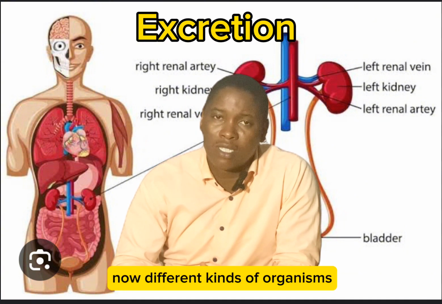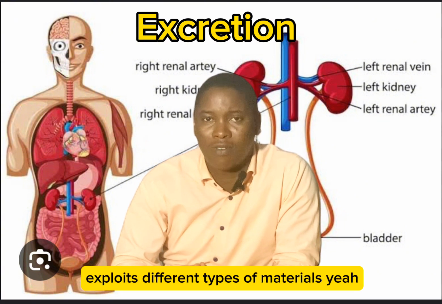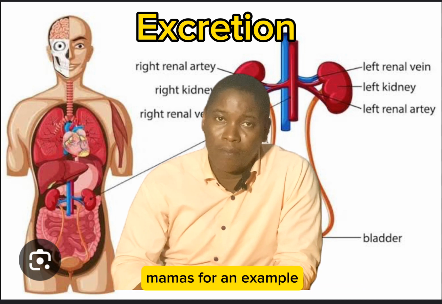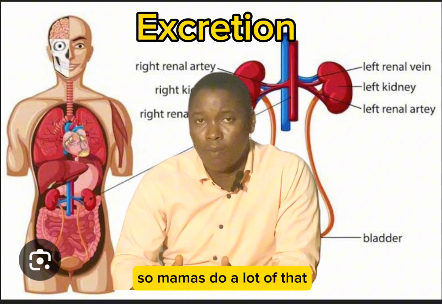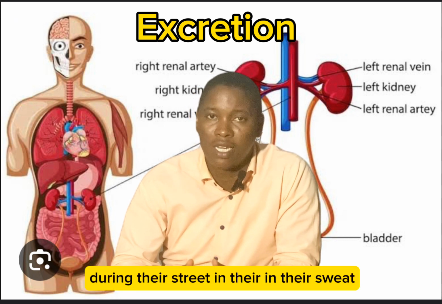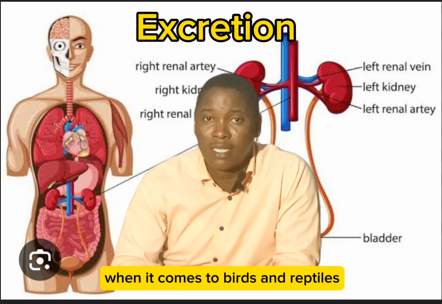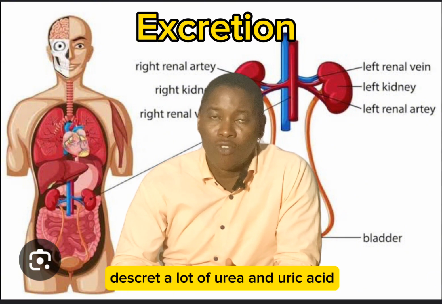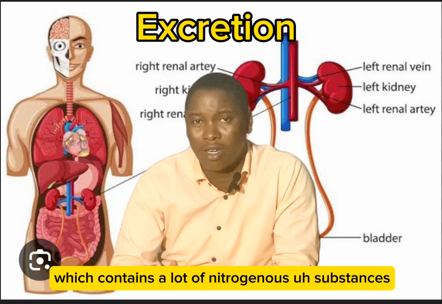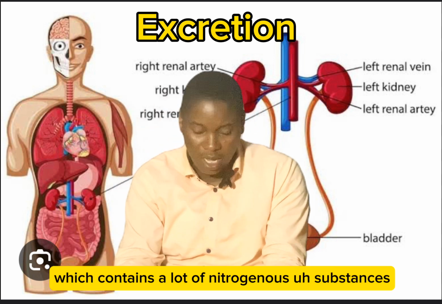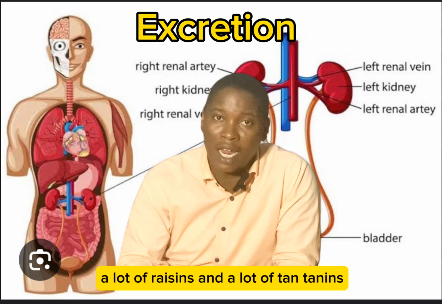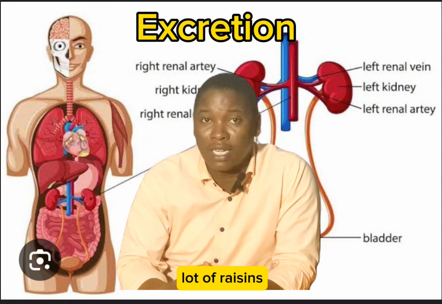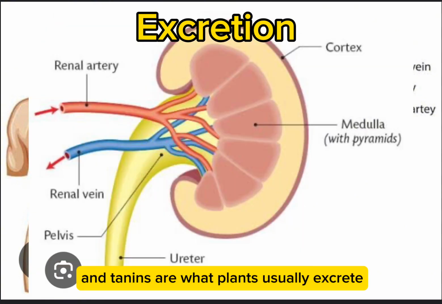Now, different kinds of organisms excrete different types of materials. Mammals, for example, usually excrete urine, and they excrete in their sweat. When it comes to birds and reptiles, they excrete a lot of urea and uric acid, which contains a lot of nitrogenous substances. Now, plants excrete a lot of resins and a lot of tannins. Resins and tannins are what plants usually excrete, and birds can excrete urea and uric acid.